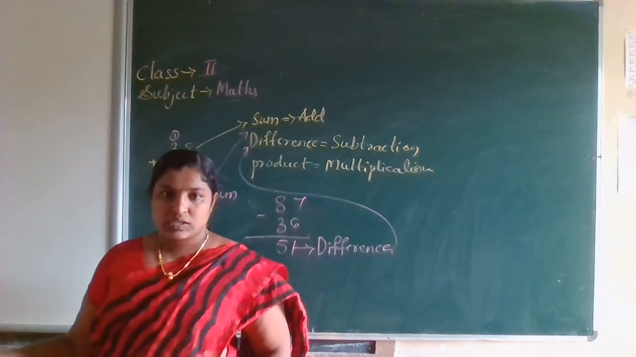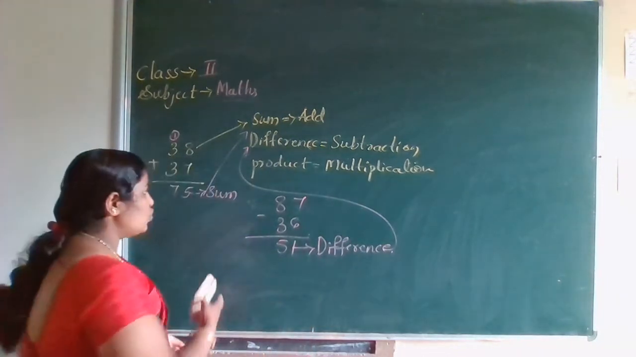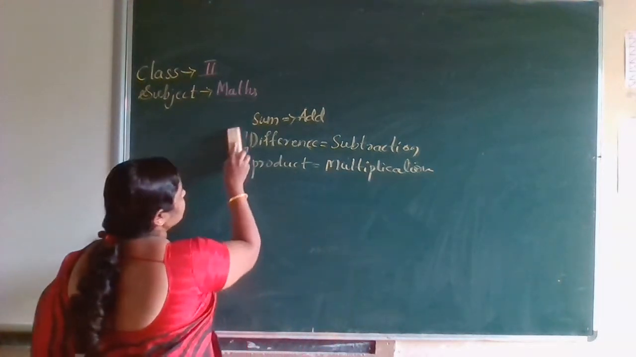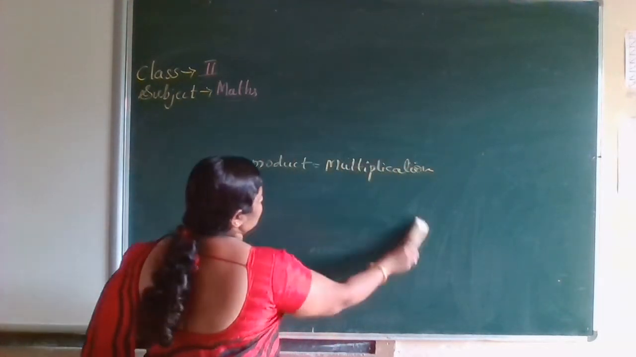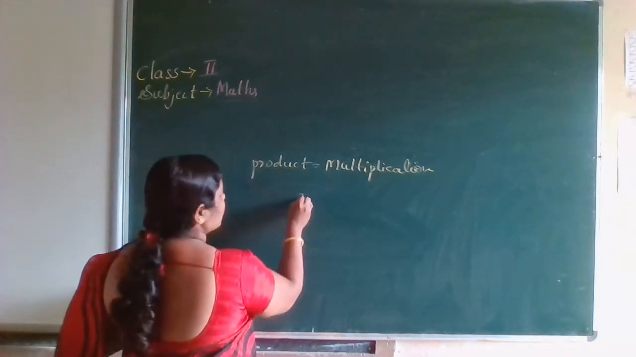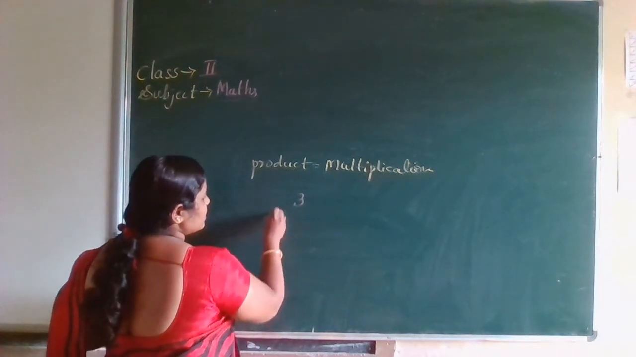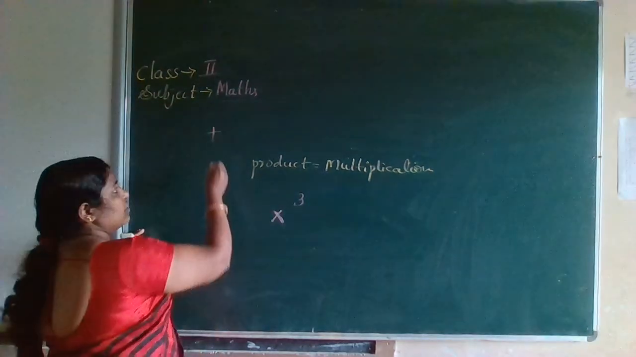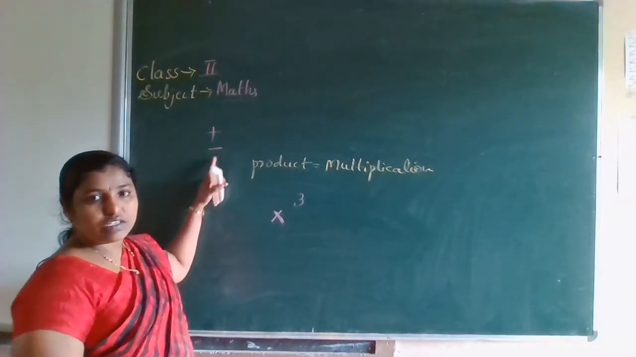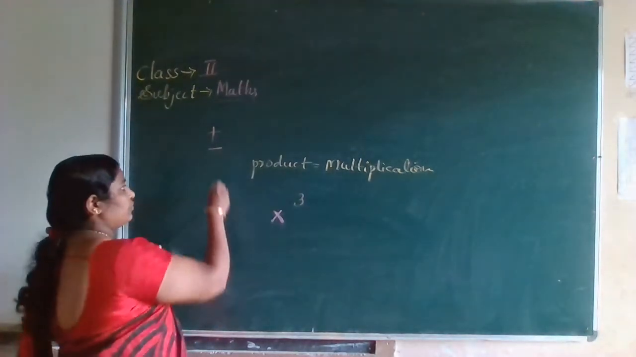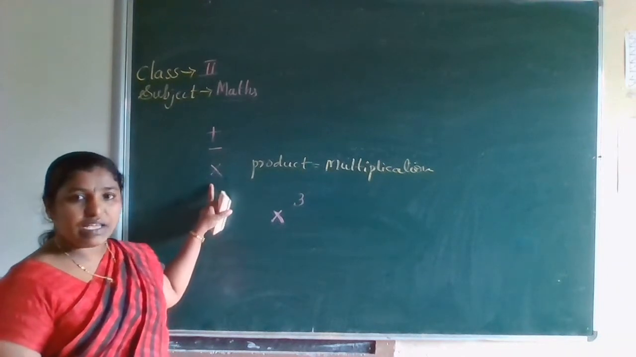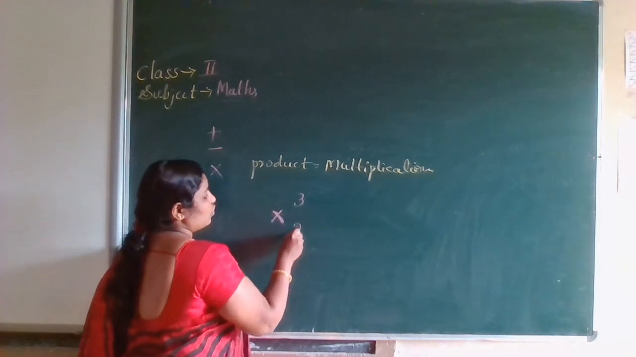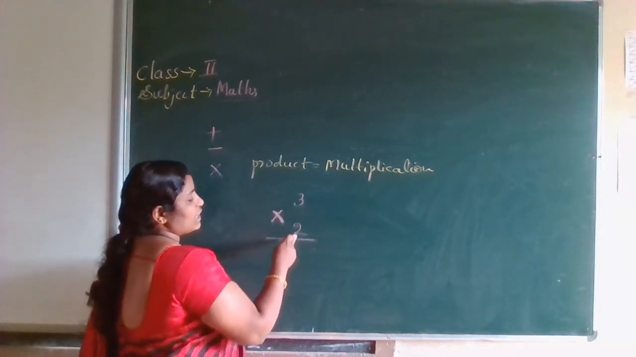What is product? If we multiply two numbers, whatever answer we get, that is the product. Nothing but multiplication. This is the symbol of multiplication. Addition symbol is plus. This is the symbol of subtraction, minus. This is the symbol of multiplication, into. Okay, 3 into 2. 3 multiplication with 2.